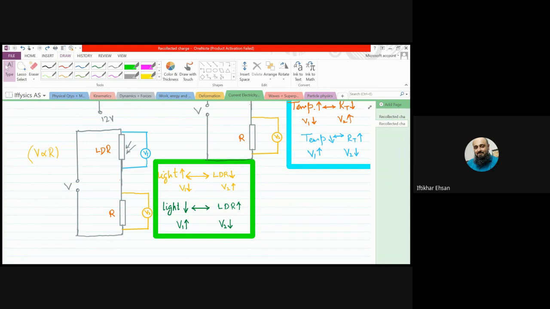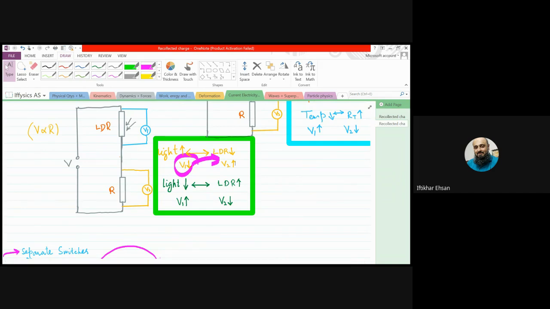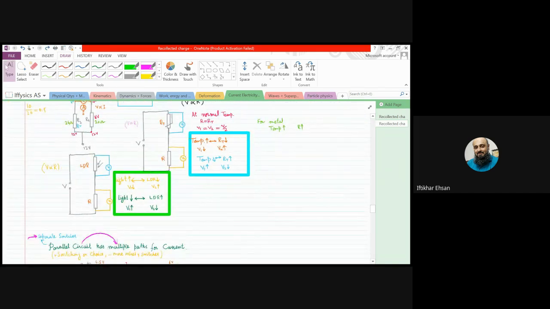Similarly, when we say the voltage is divided between these two resistors, if one receives lesser voltage, the other will have more, because the total stays the same. If one receives larger, the other will receive lesser, but the total will remain the same. So this was the concept of potential divider in series. Any question, beta?